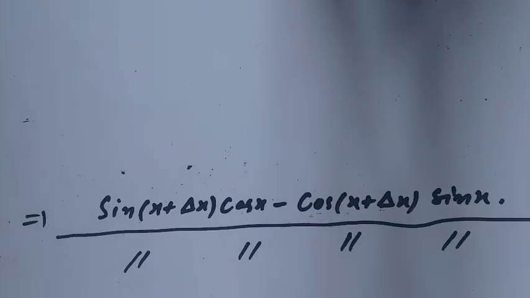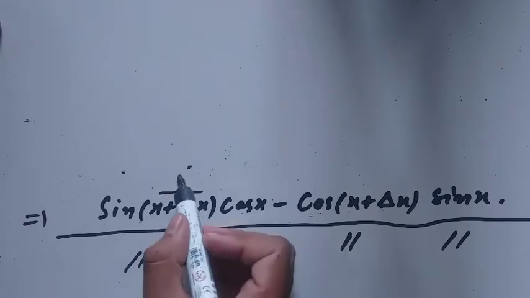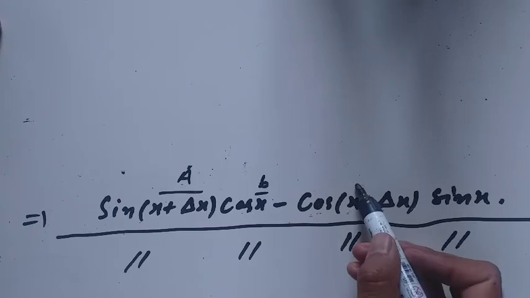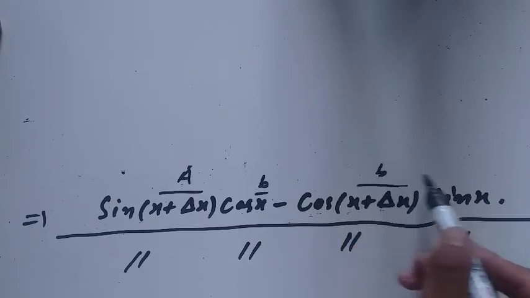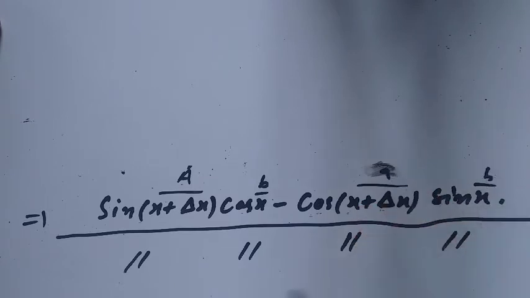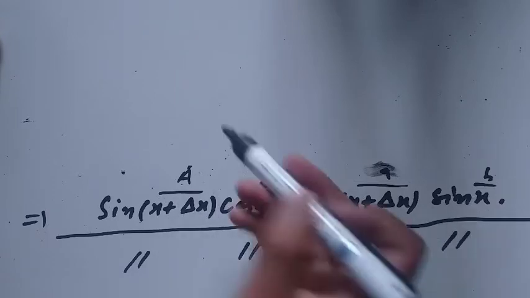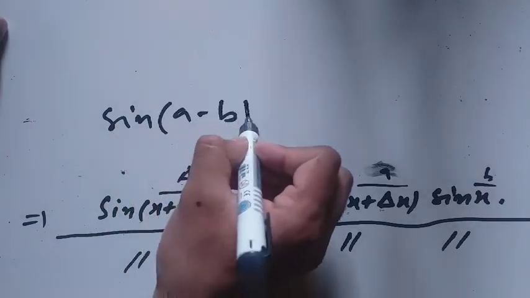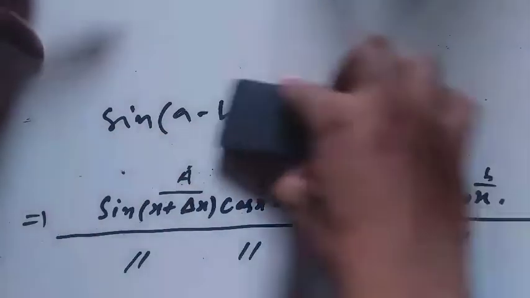अब यहाँ पे आप देखिए, this is our sin A, take this A and this is our B. Sorry, this is our A and this is our B here. And it becomes our trigonometrical identity, that is sine A cos B minus cos A sine B, which is equal to sine A minus B. Alright. Now I'll write this in this way.